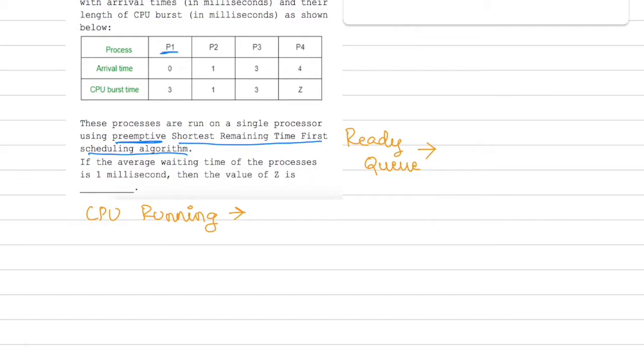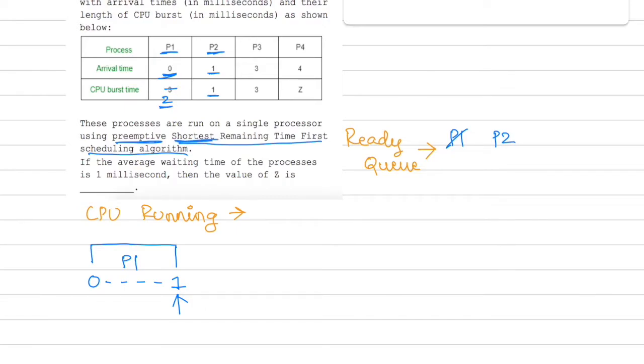Now the first process is P1, which arrives at time 0. So let's make a note here in the ready queue. P1 arrives at time 0. P1 doesn't have any competition, so P1 gets picked up for the CPU running. So this is my CPU running and P1 starts running here. Now P1 will run till 1 second and at 1 second we have another process coming, which is P2. So P2's arrival time is 1, P2 comes into the ready queue. Now P1 has already spent 1 second with the CPU, so its remaining burst time will become 2 now. Okay, so at the first second, we have 2 and we have 1.